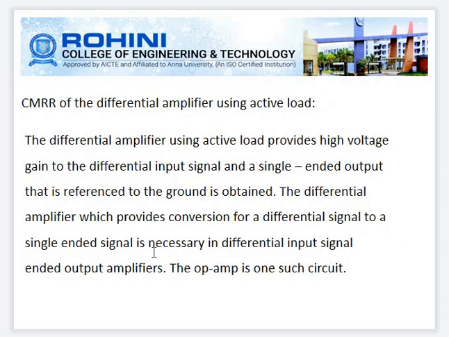mirror load. CMRR: the differential amplifier using active load provides a high voltage gain to the differential input signal, and a single-ended output that is referenced to the ground is obtained. The differential amplifier, which provides a conversion from a differential signal to a single-ended signal, is necessary in a differential input, single-ended output amplifier. The op-amp is one such circuit.